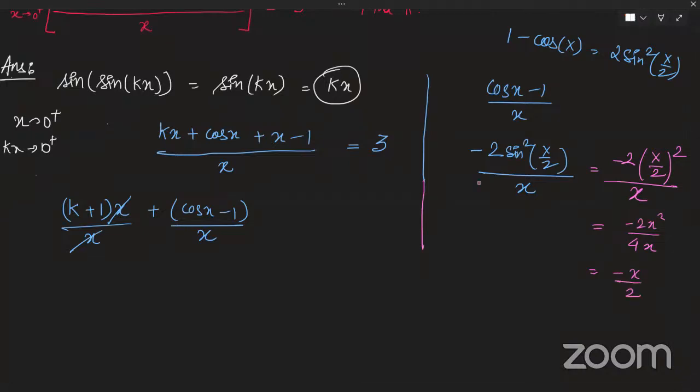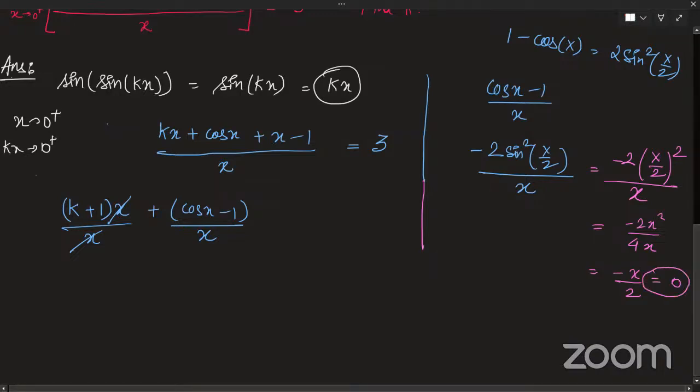How much is this now? Minus x by 2, limit x tending to 0. It is 0. So I have got k plus 1 plus 0 is equal to 3. So k is how much? 2. Fine, k is 2. Got it, everyone?